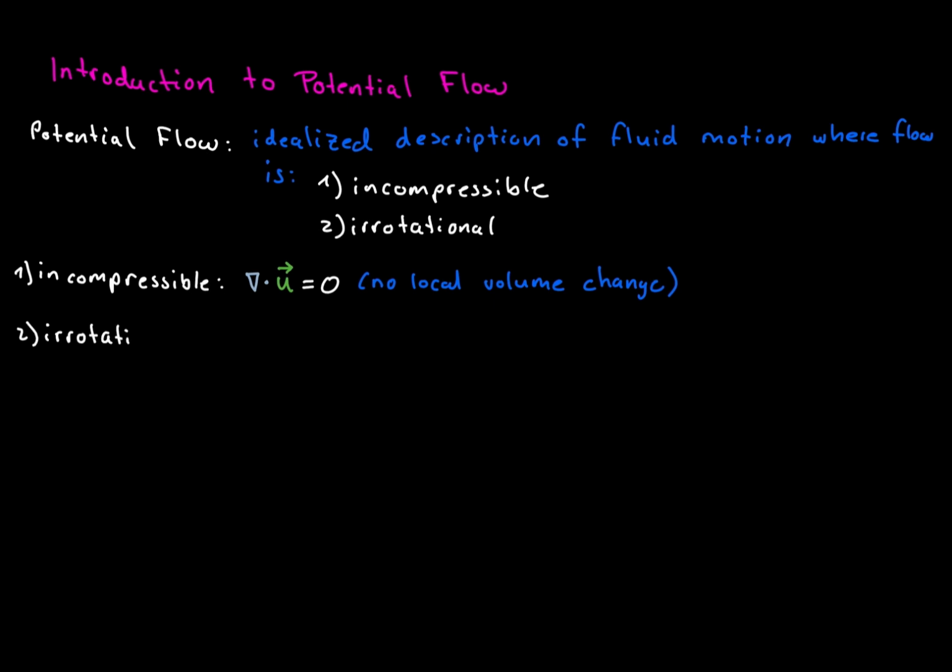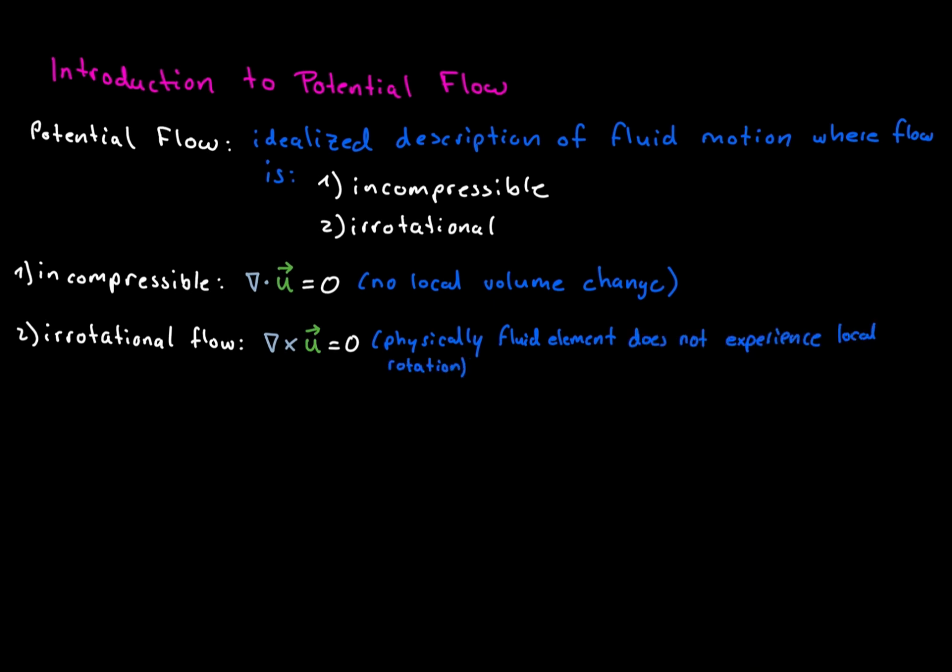The second assumption is that the flow is irrotational. This means that the curl of the velocity field is zero. Physically, this means fluid elements do not experience local spinning or rotation. A very important mathematical result follows from this condition.